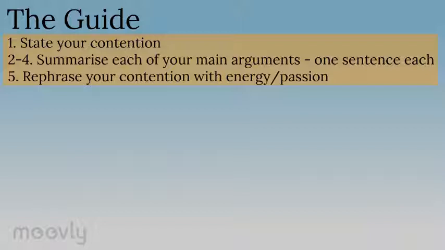What's your overall argument? In sentences 2 to 4, summarize each of your main arguments that you've put in your first, second, and third body paragraph. You should space them out and include one argument in each sentence. The final sentence is where you rephrase your contention with energy and passion to make it clear to the audience and end on a really strong note.